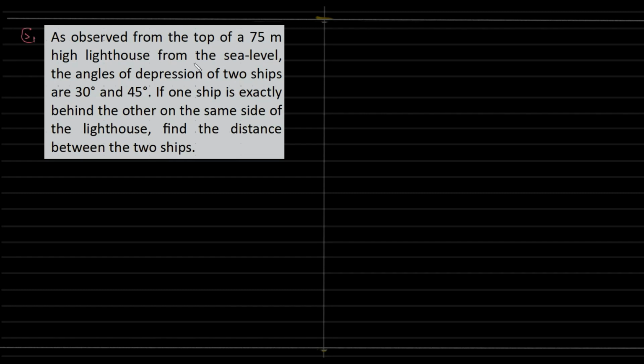...is observed from the top of a 75-meter high lighthouse from the sea level. The angles of depression of two ships are 30° and 45°. If one ship is exactly behind the other on the same side of the lighthouse, find the distance between the ships.